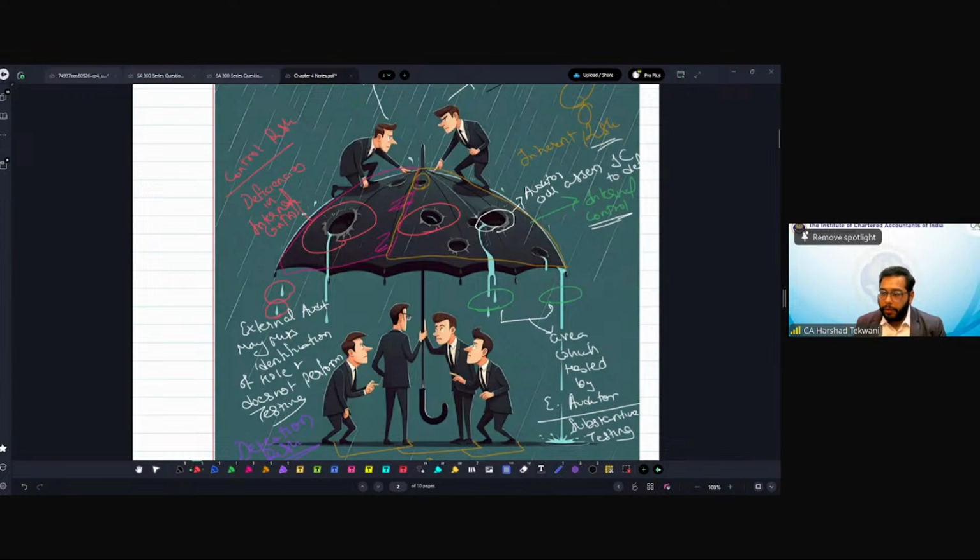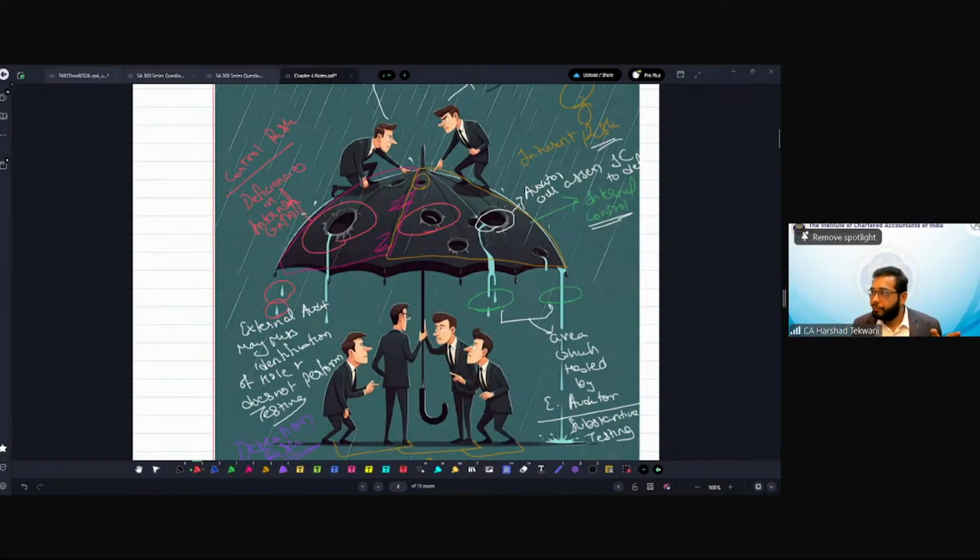Clear? Any doubt? Okay. If no doubts, now we have understood the basics of risk-based auditing. We understood some elements of the risk, like inherent risk, control risk, and detection risk.